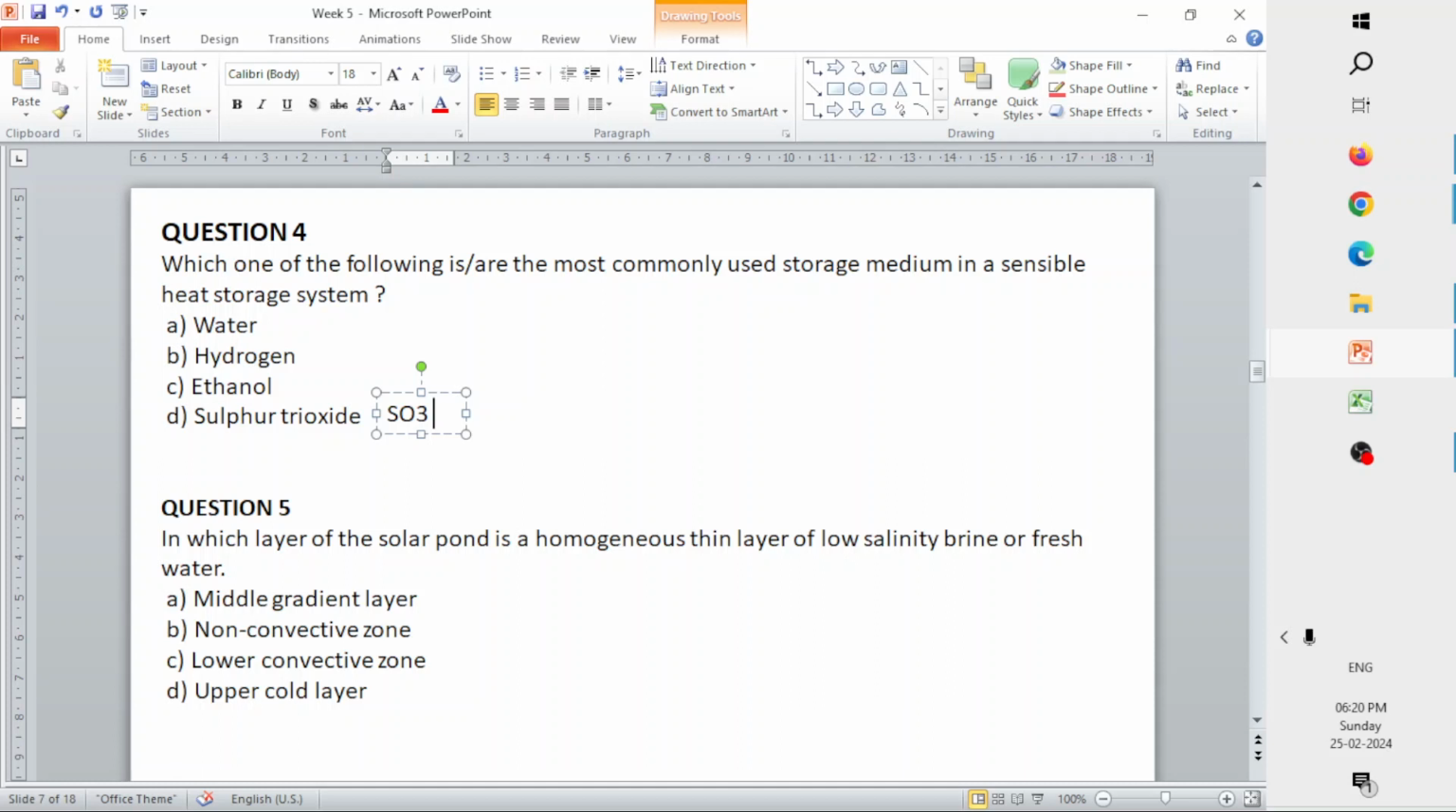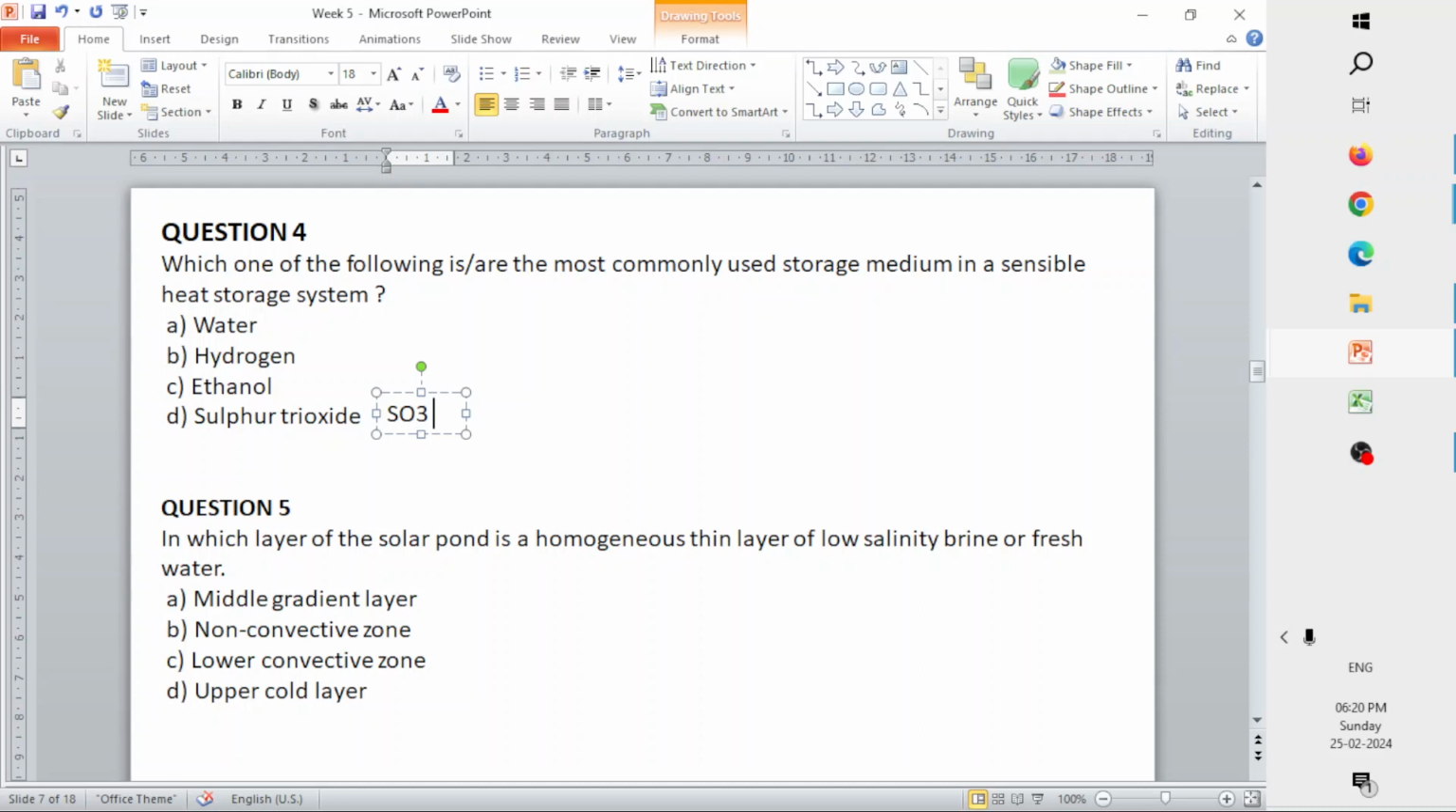So in case of thermal energy storage system, this is a good example. Your SO3 absorbs the heat from the solar radiation, or the heat is provided to SO3 from the solar radiation. It dissociates to form SO2 and half O2. This SO2 and half O2 are stored in a container at a pressure of 100 bars.